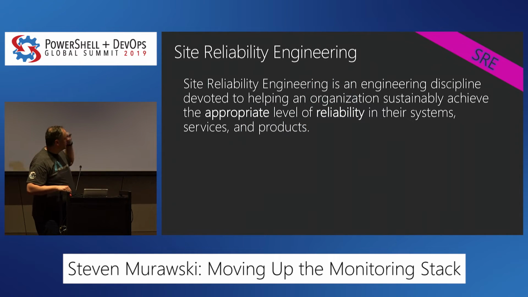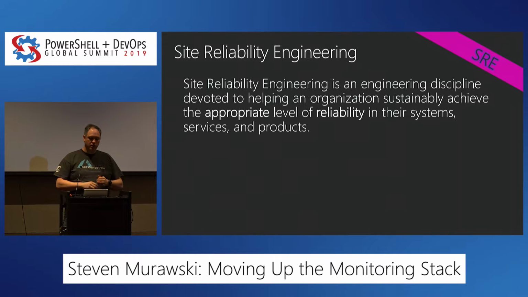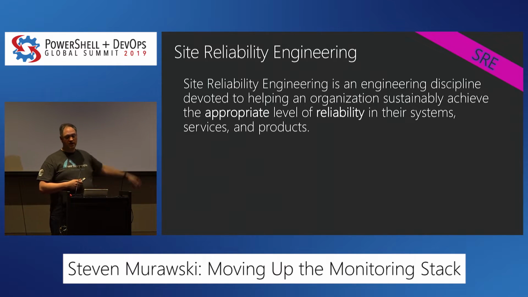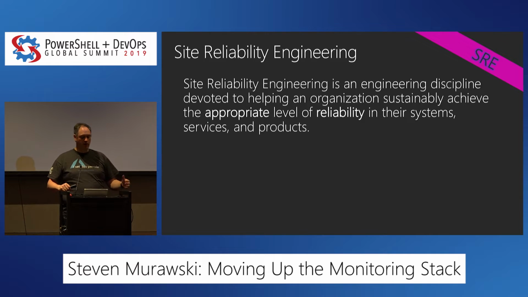What do I mean by site reliability engineering? I'm not going to read the whole definition to you here, but there are three crucial words in this definition: reliability, appropriate, and sustainably. And we're really going to focus on the first two, reliability and appropriate, in this talk, because they tie really closely to why and what we want to monitor. The sustainably comes in when we start talking about what do we actually alert on. Because we want to make sure that when we alert, we're alerting in a sustainable fashion, such that we're not going to burn out our people with alerts that they can't do anything with, waking them up in the middle of the night for things that they can't respond to.